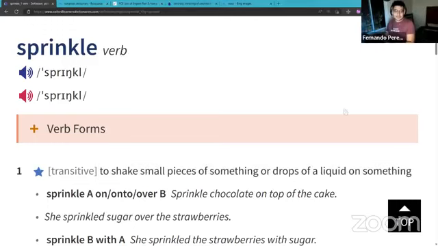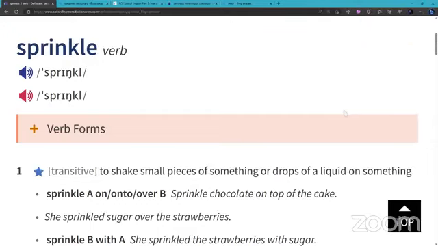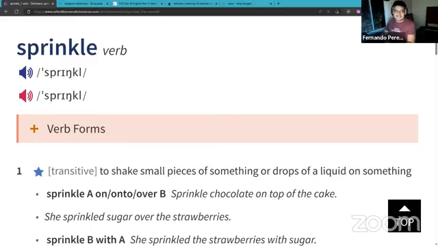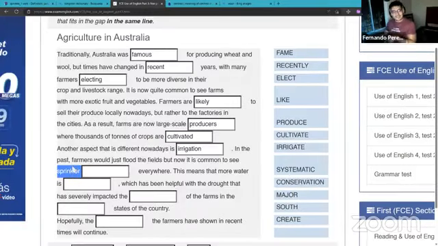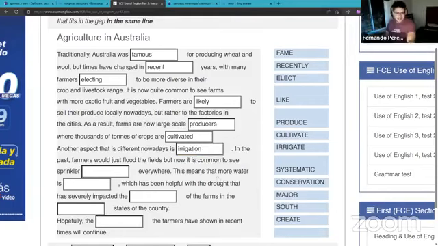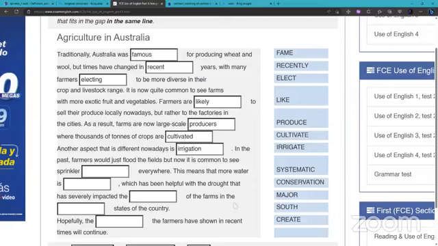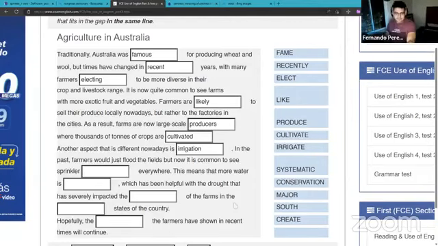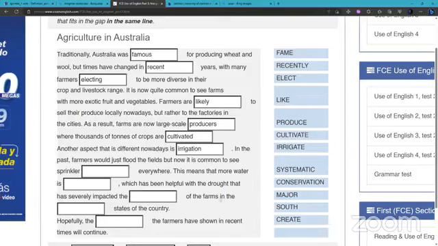You see? So you say, for example, the action of doing this is to sprinkle something, you know? A sprinkler is a little machine that sprinkles water. And we are talking about irrigation, so it makes sense. Yes, I get it, I think. In the past, farmers would just flood the fields, but now it's common to see sprinklers systematic.